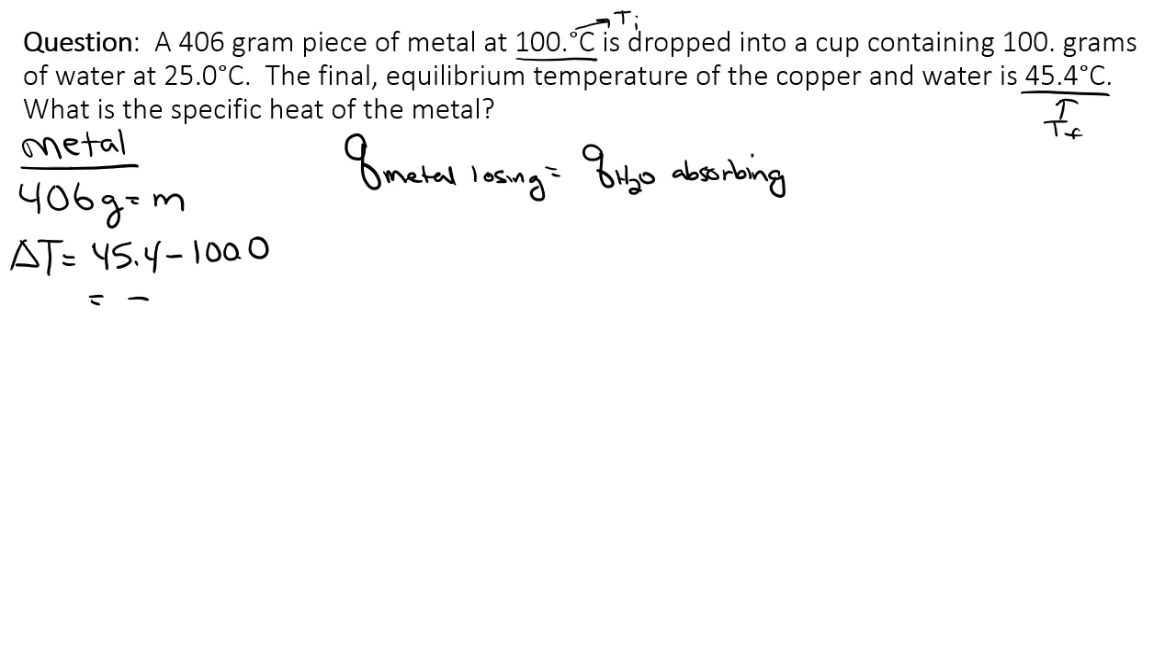That would give us a value for the change in temperature of negative... I don't exactly know off the top of my head. Let me calculate that really quickly. 45.4 minus 100. It's going to be negative 54.6 degrees Celsius.